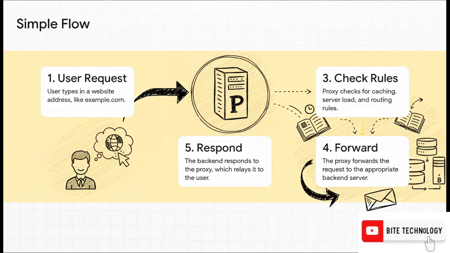The proxy then acts like this super smart dispatcher. It looks at the request and checks its rulebook. Does this go to server A or server B? Hey, wait, is this something I already have saved? Once it figures out the plan, it forwards your request along. Then the backend server sends its response back to the proxy, which neatly hands it over to you. And you never knew any of that happened.